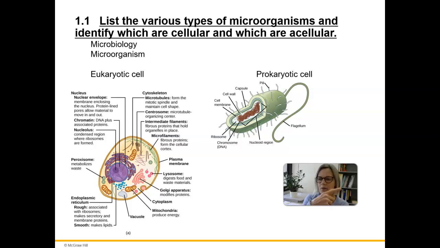I'm looking over there because that's where my study guide is sitting. The idea is that under each learning outcome, you should be able to define the vocabulary and the concepts that are touched on in these learning outcomes. So the first one says, list the various types of microorganisms and identify which are cellular and which are acellular. So I think we have to back up a little bit.